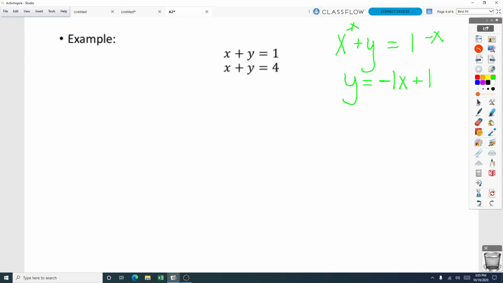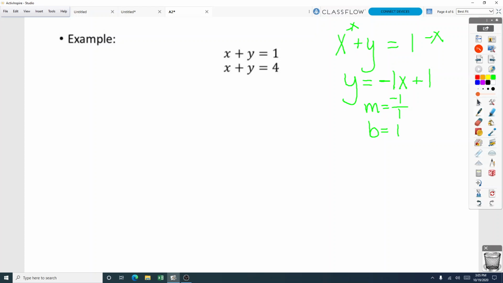Okay, so I need to know my slope and I need to know my y-intercept. So Rex, what would my slope be? Negative 1 over 1. Good. And Pfeiffer, what's my y-intercept? 1. Good. So there's my first line.